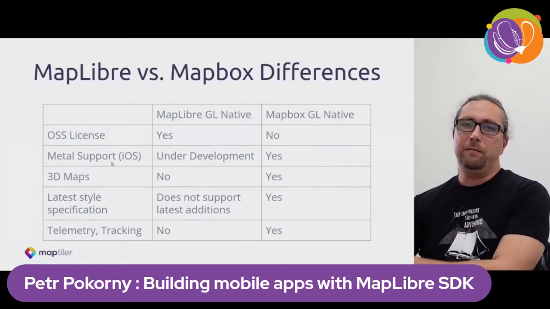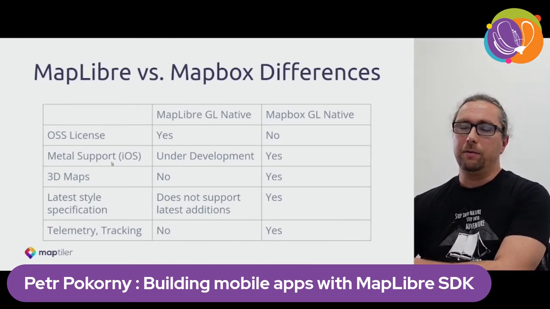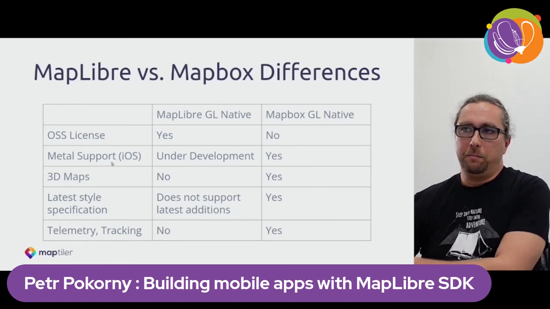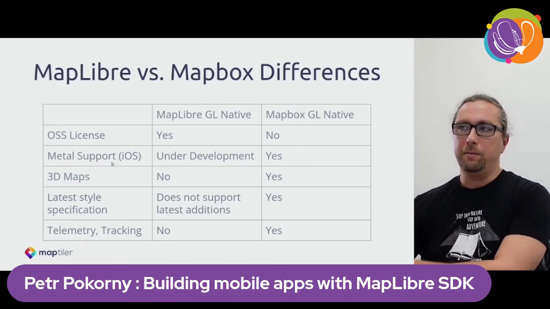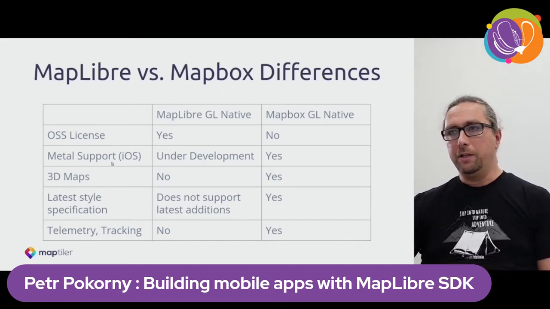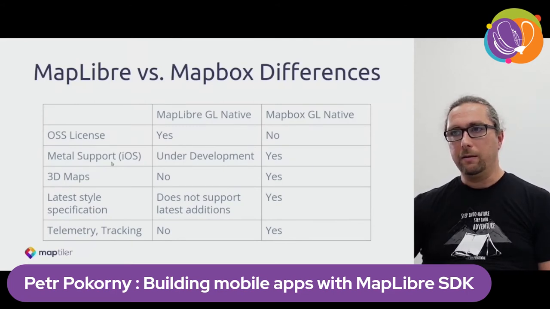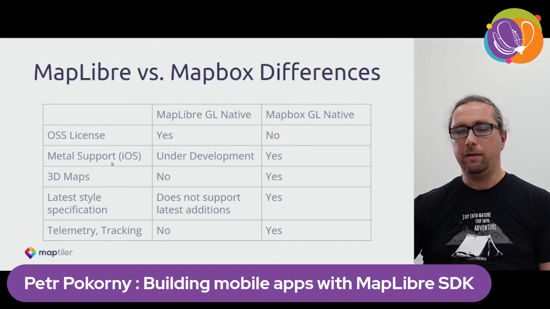To summarize the differences between MapLibre and Mapbox: indeed, MapLibre has an open source license. As I mentioned, Metal on iOS support for it is underway. MapLibre doesn't have all the latest 3D maps, although it can render RGB terrain and hill shade and all that, but not the 3D. And it doesn't support all the latest additions to the style specification. And there is no tracking telemetry. So this is kind of a one slide summary.